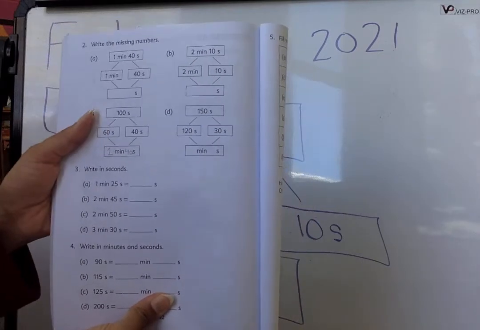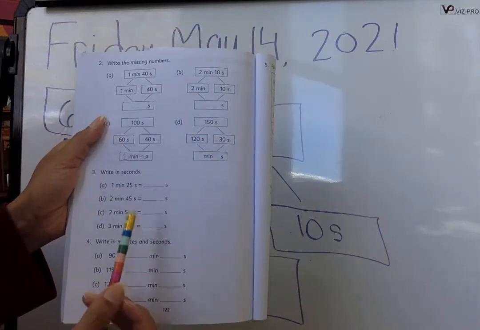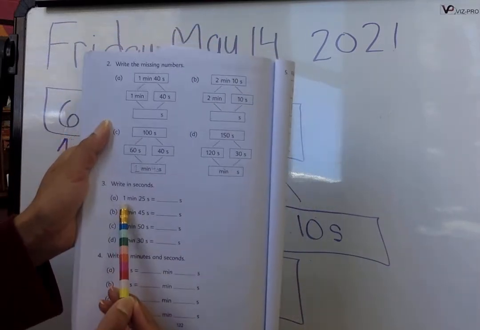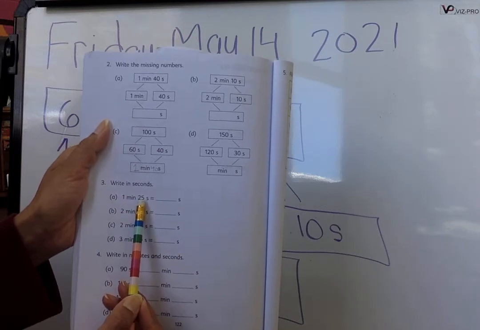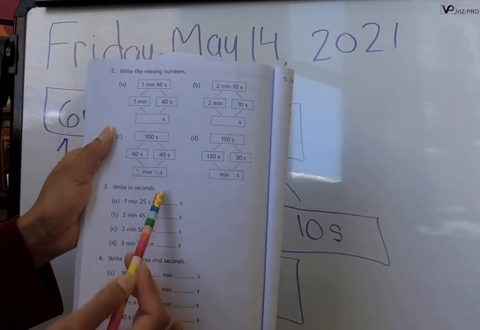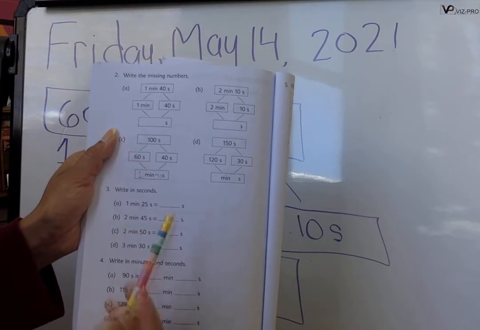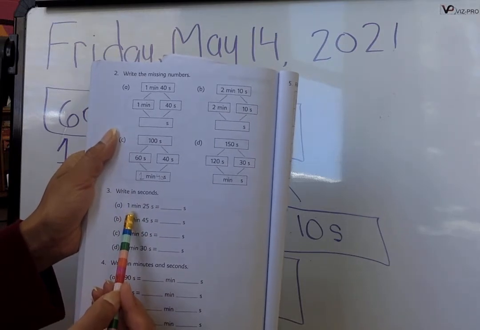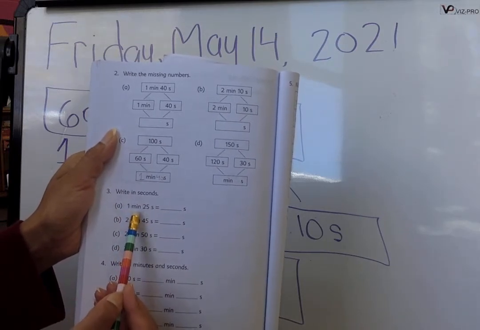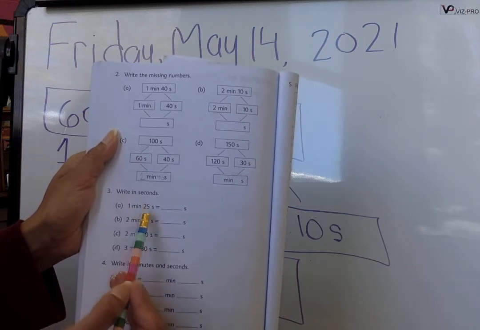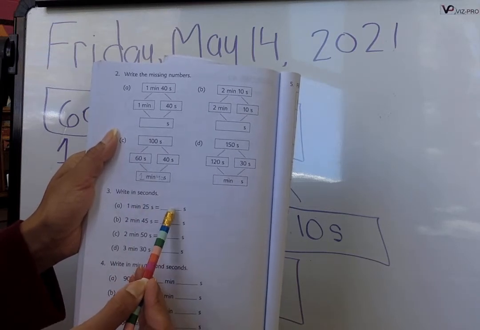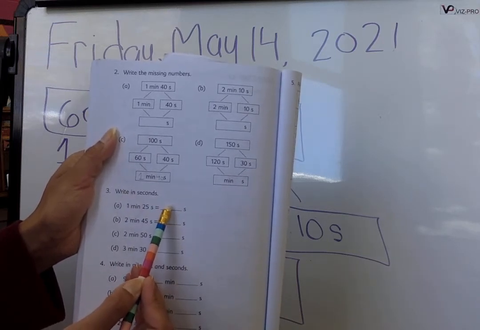Now, for question 3, what they're asking you is, if you have 1 minute and 25 seconds, how many seconds do you have all together? So that means 1 minute equals 60 seconds, right? So 60 plus 25, how many seconds should you have?